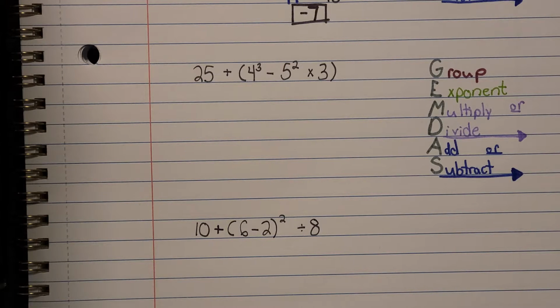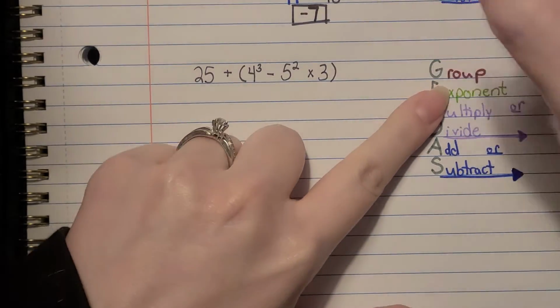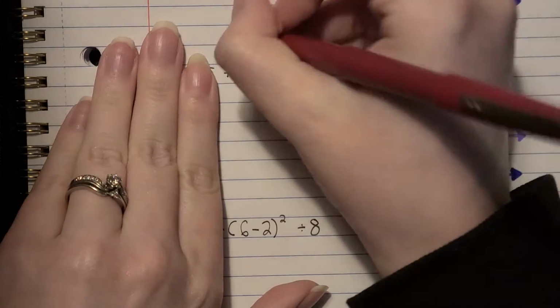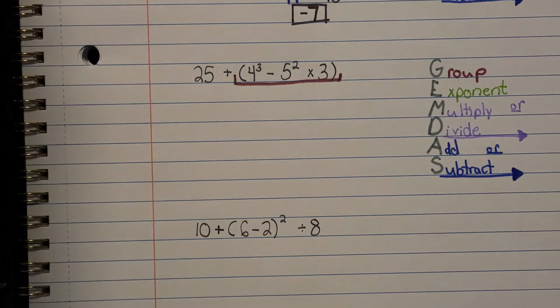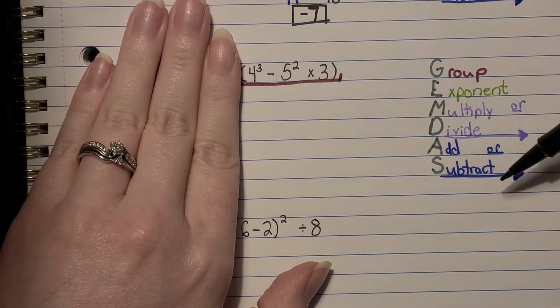All right, in this problem, starting with our GEMDAS again. The first thing we're checking for are groups, and that's everything inside of brackets or parentheses. So here's my group. This is what I'm going to solve first. In order to decide what to solve first, we don't just go from left to right. Within our groups, we still follow GEMDAS.